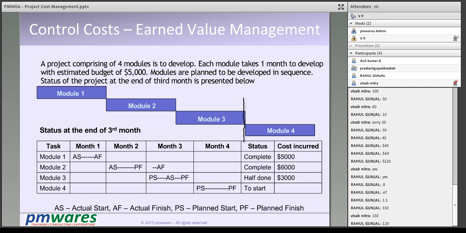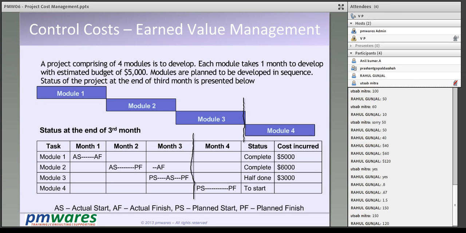This one started on time but finished later. But today, if you see, it is finished, but we spent $6,000 on that because it got delayed. It was supposed to start here, but actually started here because they were in sequence. So once this finished, this started here. This is partially finished as of now. We are in the 3rd month, right? It is partially finished, which is to say half done, 50% complete. But we have spent $3,000 as of now.